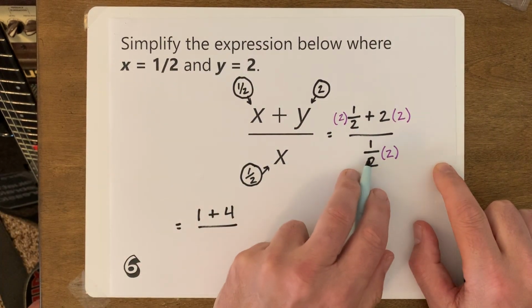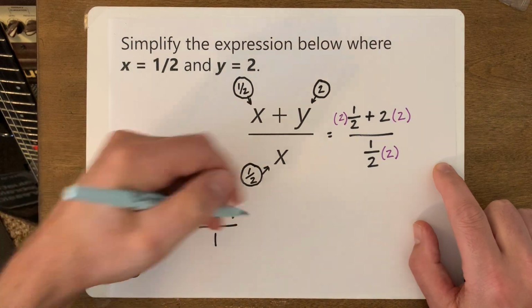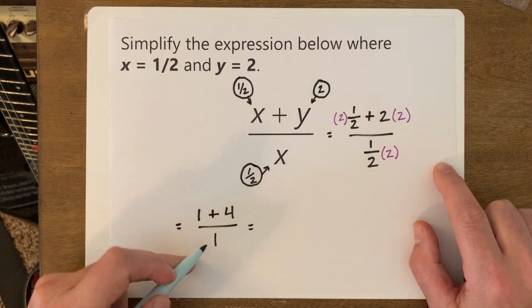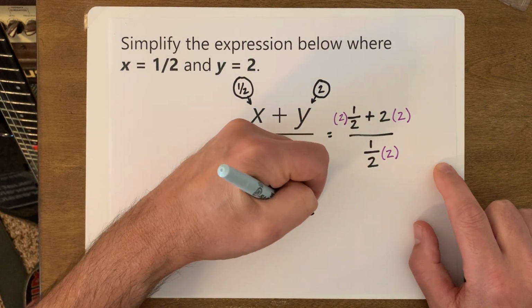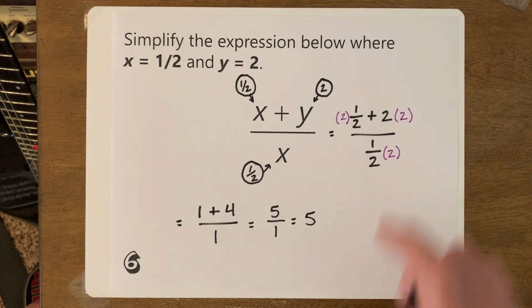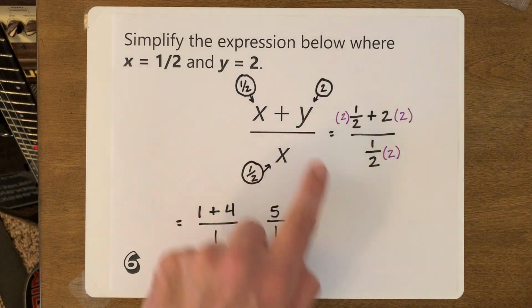Over 2 times 1/2 is 1. And so really what we have is 5 over 1, which is actually just equal to 5. So you see how this process makes things a lot easier, and then you don't have to worry about dividing fractions and adding them and subtracting them and all that stuff. So I'm going to try and do this every time that I can.